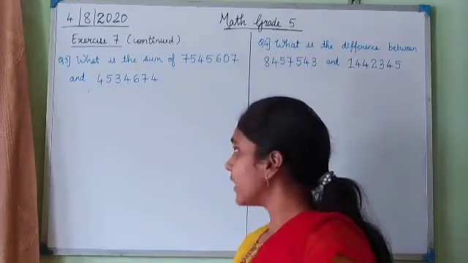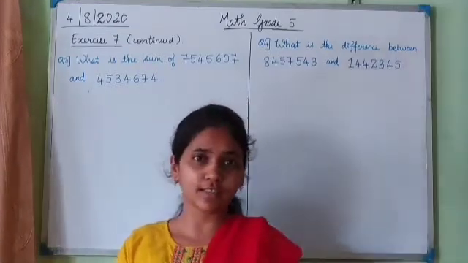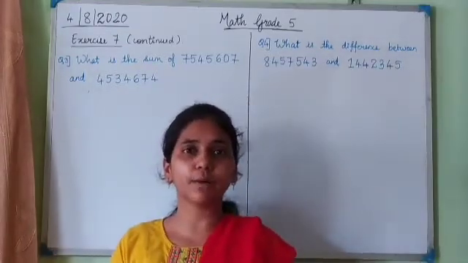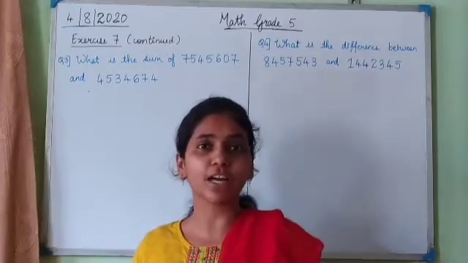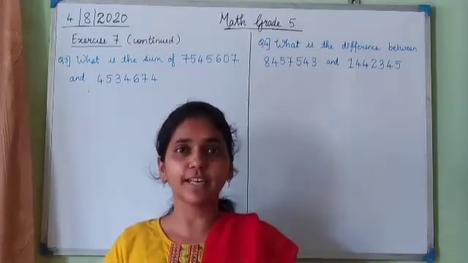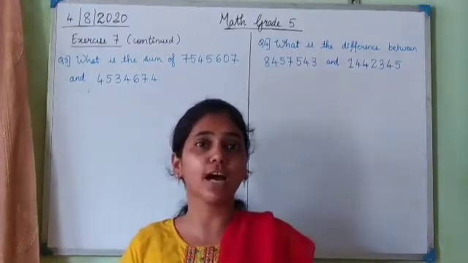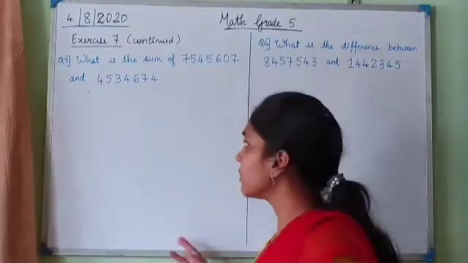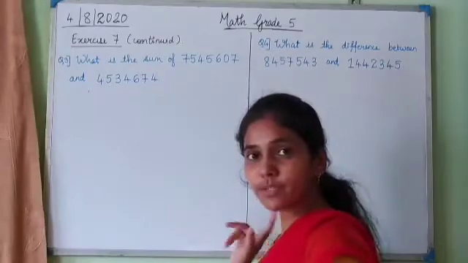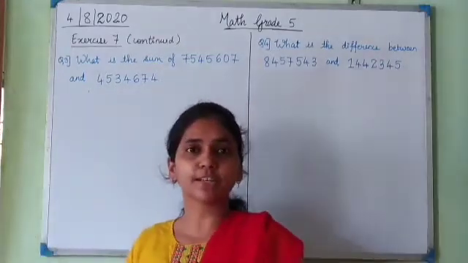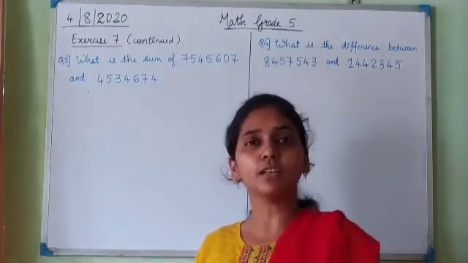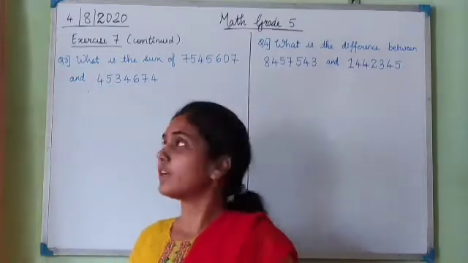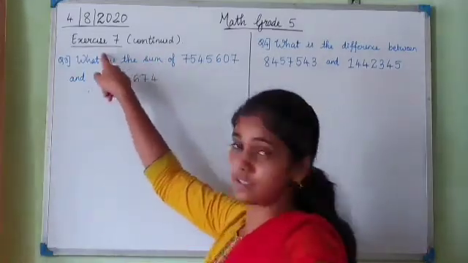Okay. So in the last lecture, class, what did we do? We studied how to add and subtract large numbers, right? How to add 7-digit numbers and how to subtract them also. So in today's class, first we will see 2 word problems based on addition and subtraction of large numbers, and then we will go to the next exercise. So this is continued exercise 7.